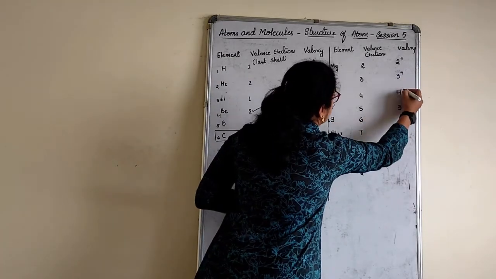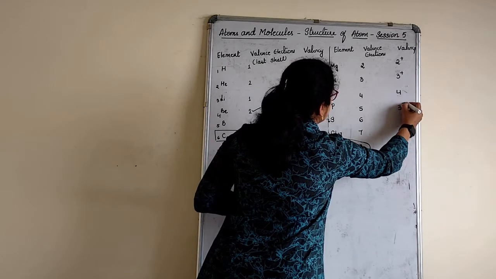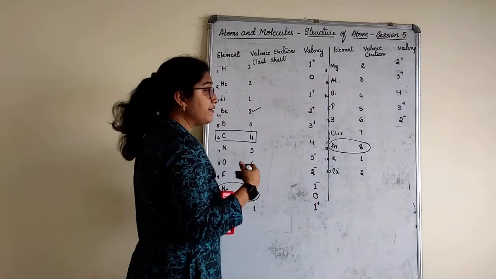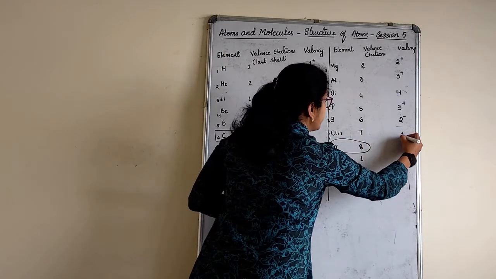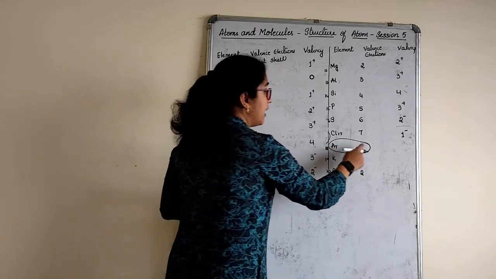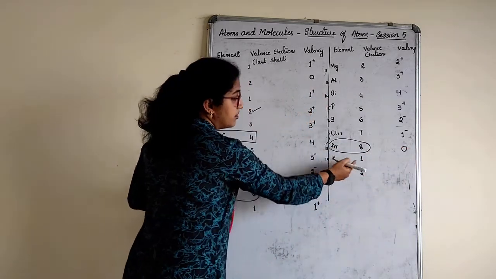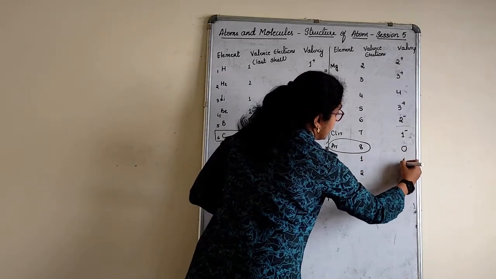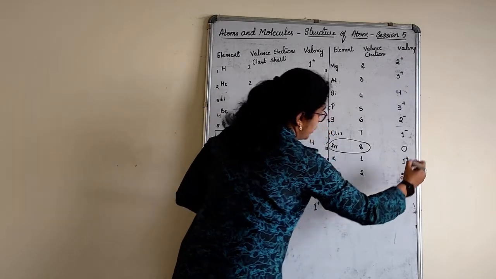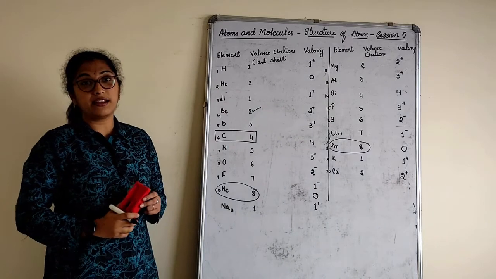Sulfur, it can receive 2. Chlorine, it can receive 1, right? Sodium chloride, it received 1. Argon, potassium, it can give 1. Calcium, it can give 2. Is this very clear, children?